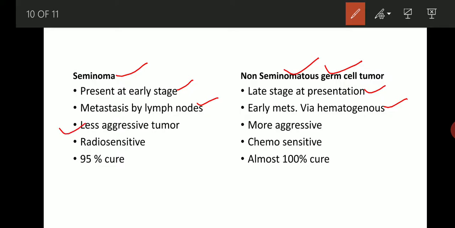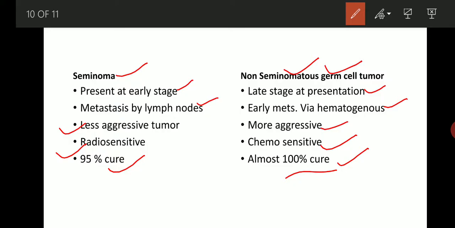Seminoma is a relatively less aggressive tumor when you compare it with non-seminomatous germ cell tumors. So non-seminomatous GCTs are more aggressive. If seminoma is diagnosed, if it's a pure seminoma, then it can be cured with radiation. It is radiosensitive, so radiation can cure 95% of these tumors, whereas these tumors are chemosensitive and its cure rate also reaches up to 100%.